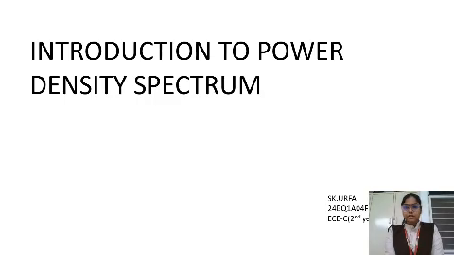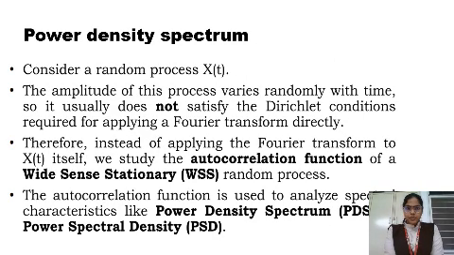Today my topic is Introduction to Power Density Spectrum. Let us consider a random process x of t. The amplitude of the process varies randomly with time, so it usually does not satisfy the Dirichlet conditions required for applying a Fourier transform directly.